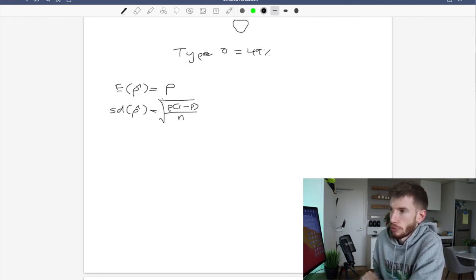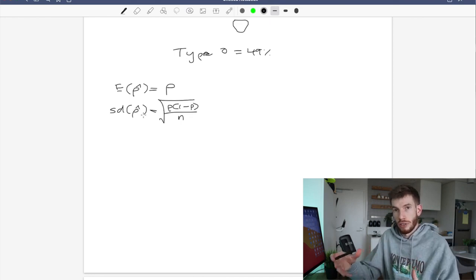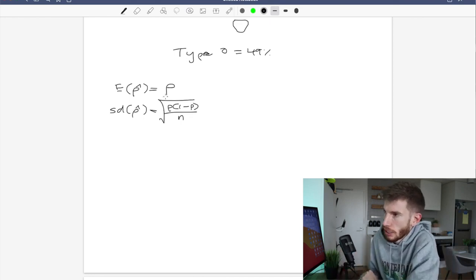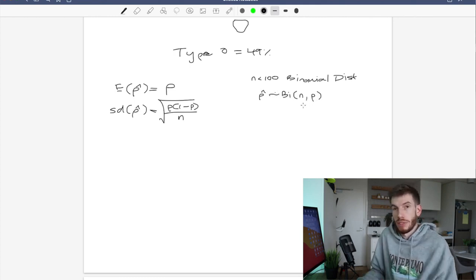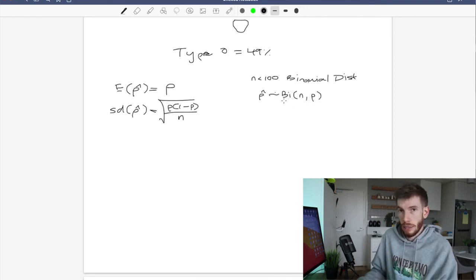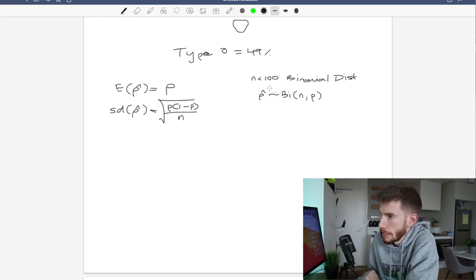And so we've got these two formulas which will help us now define our distribution. So then the next thing is, how does it distribute itself? If our sample size is less than 100, then it's going to distribute itself binomially, right? So this will be a binomial distribution. And therefore we can say that p hat is binomially distributed, and it'll have a sample size of n and a probability of success being the population proportion, just like we did in chapter 14 in binomial distributions.